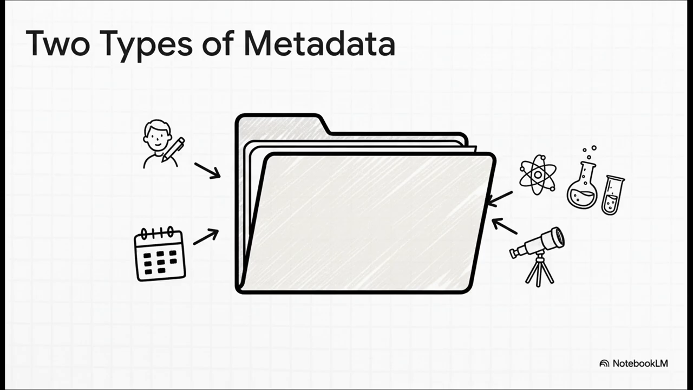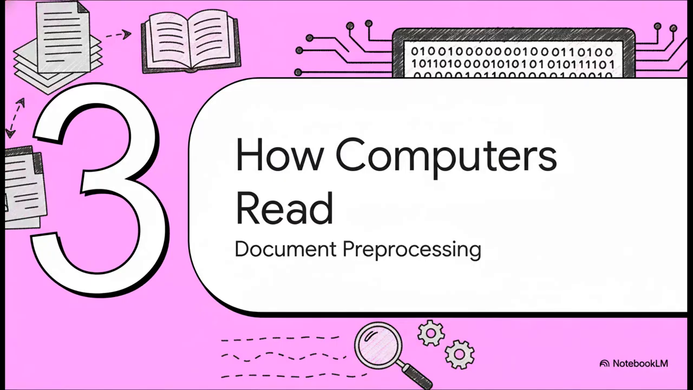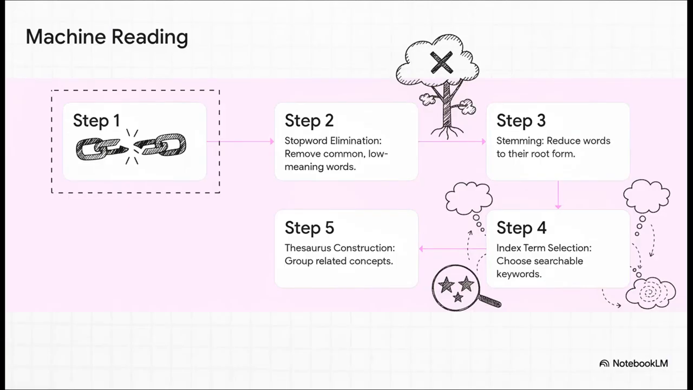It gives the machine some much-needed context. So, now we've got our blueprint and our ID card, but how does something like a search engine actually read the millions upon millions of words inside these documents? It can't just scan the page like we do. It needs a system, a process. And that system is called document preprocessing. Think of it as a 5-step program for teaching a machine how to read.